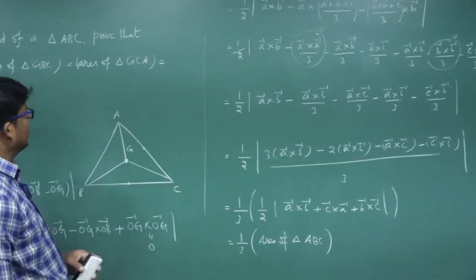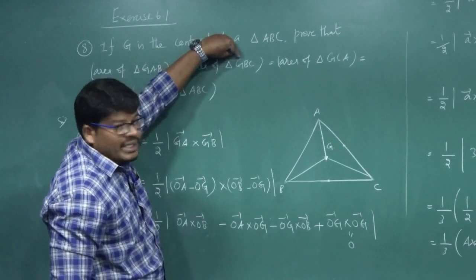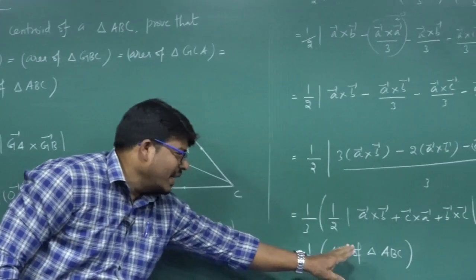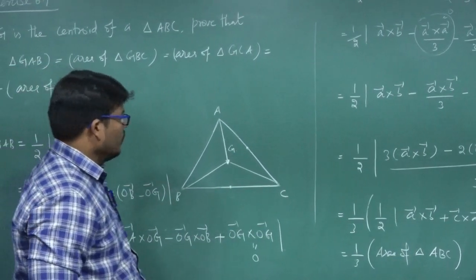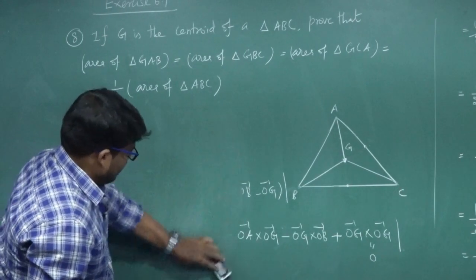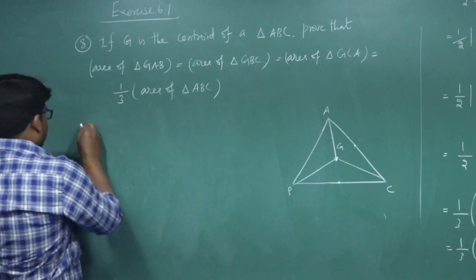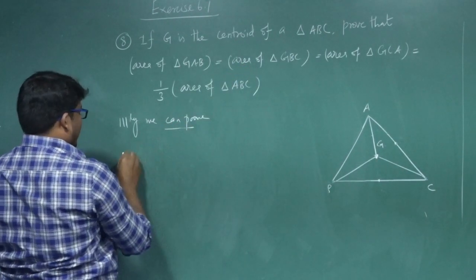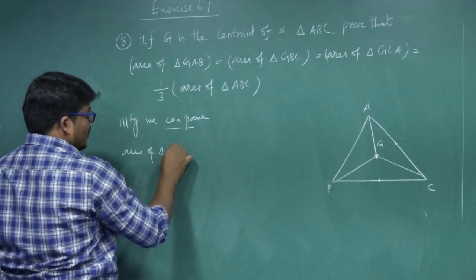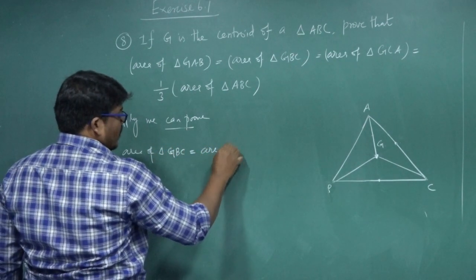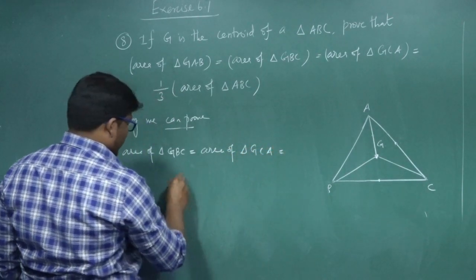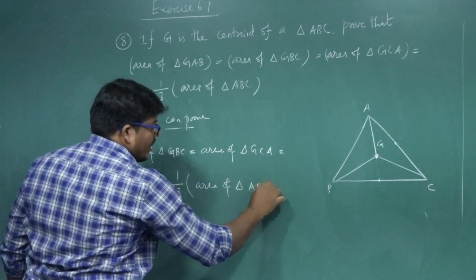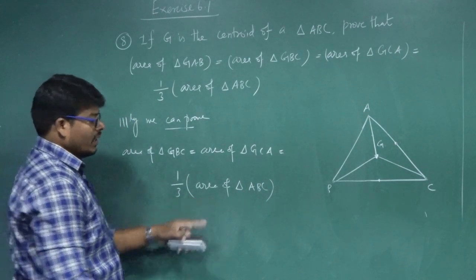Similarly, we can prove area of triangle GBC equal to area of triangle GCA equal to 1 by 3 times the area of triangle ABC. That is equation number 2.